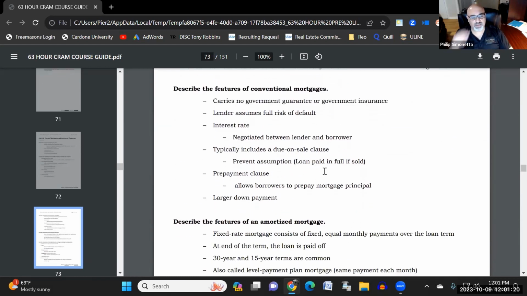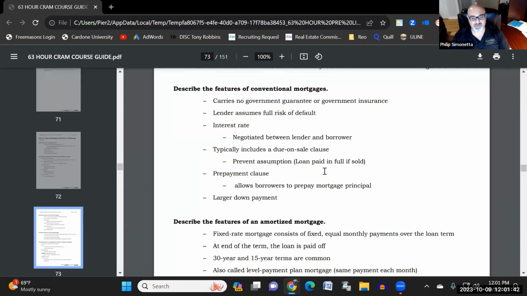Now let's look at this. Let's describe some of the features of a conventional mortgage. It carries no government guarantee or government insurance. The lender assumes the full risk. That's why the numbers are lower, right? There's more risk to these. The interest rate is negotiated between the lender and the borrower, and it typically includes a due on sale clause.